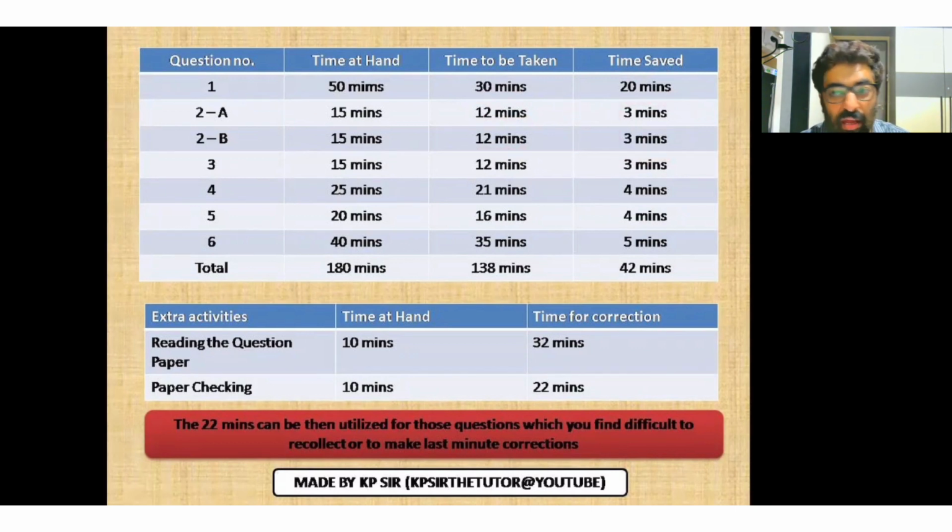Question 3, if you go with the per mark 2.5 minute funda, you get 15 minutes. I would like you to finish it in 12 minutes, thereby saving 3 minutes. Similarly, question 4, finish up in 21 minutes, thereby you save 4 minutes over here. Question 5, you should finish up in 16 minutes, which has been allotted 20 minutes. Thereby you again save 4 minutes over here.